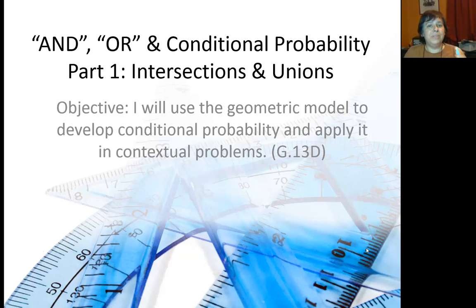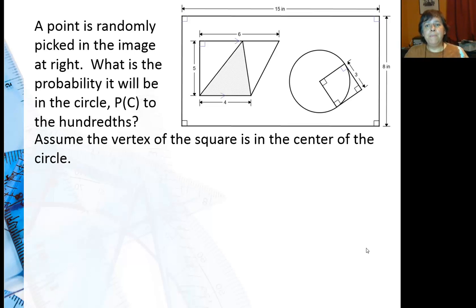So anyways, we're going to go ahead and look at conditional probability. We're also going to look at the words "and" and "or", and in this part we're looking at intersections and unions. I have my drawing here with a trapezoid, a shaded triangle, a circle, and a square, and it's all inside of this rectangle, and I'm assuming that my point will fall in the rectangle. So what is the probability it will be in the circle?